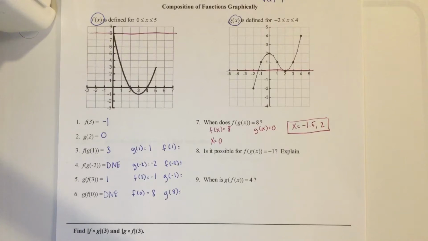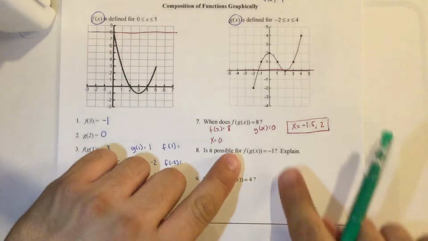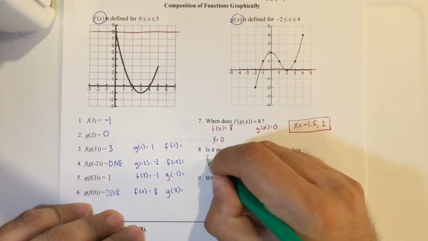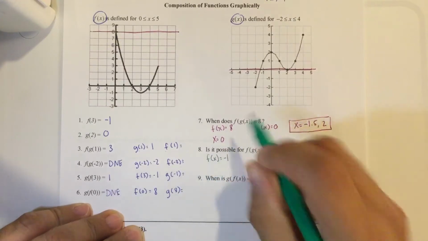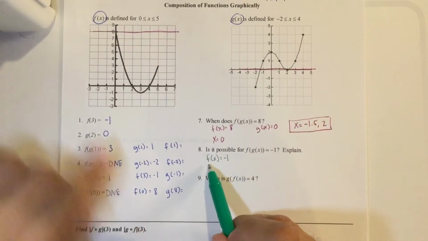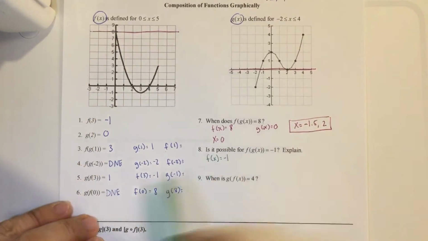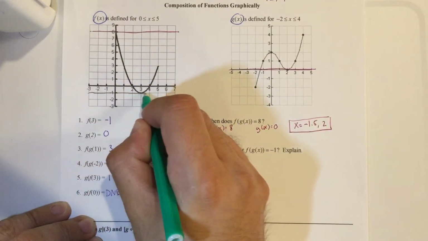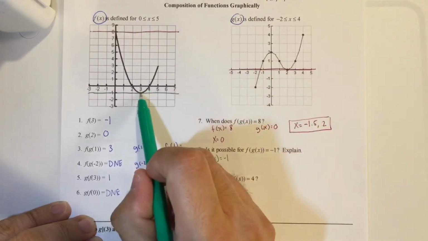All right, let's take a look at number 8. Once again, we can see that it's starting from the outside, so we're going to say that f of x is equal to -1. So I'm going to go to the f graph, and this is a y value, so I draw a horizontal line through -1, and I see it hits the graph right here, and the x value is 3.